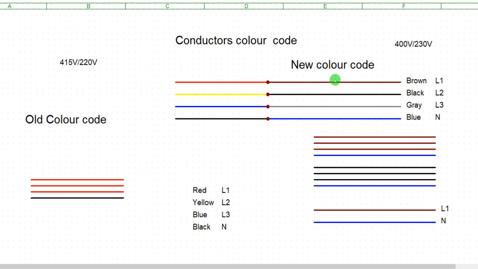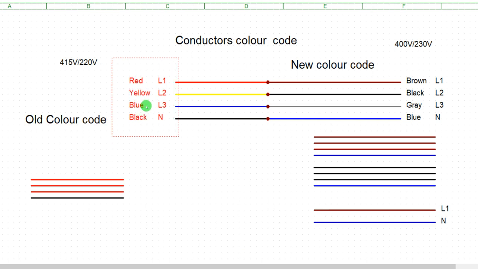This is your line 1. This is also line 1. This is your line 2. This is also line 2. Sorry, let me put them this way. This is your line 1, line 2, line 3, neutral. The same way, line 1, line 2, line 3, neutral. So you join them this way. So this is how you merge old color code and new color code.